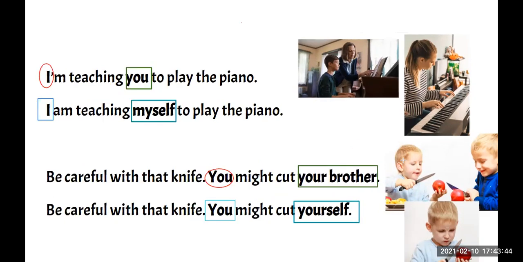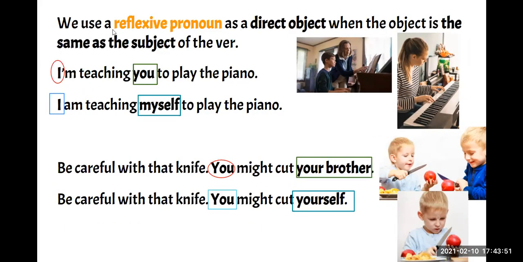Okay, so these are called reflexive pronouns. We use a reflexive pronoun as a direct object when the object is the same as the subject of the verb. Entonces tenemos el mismo sujeto y el sujeto es el objeto. Entonces las dos personas de nuestra oración son exactamente las mismas. So these are called reflexive pronouns.